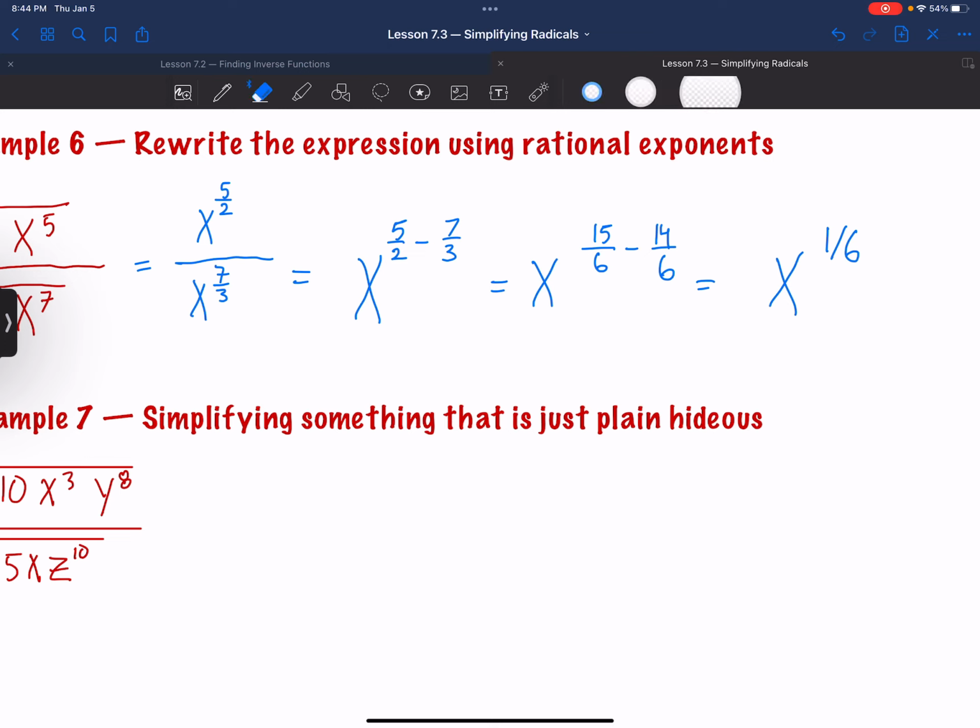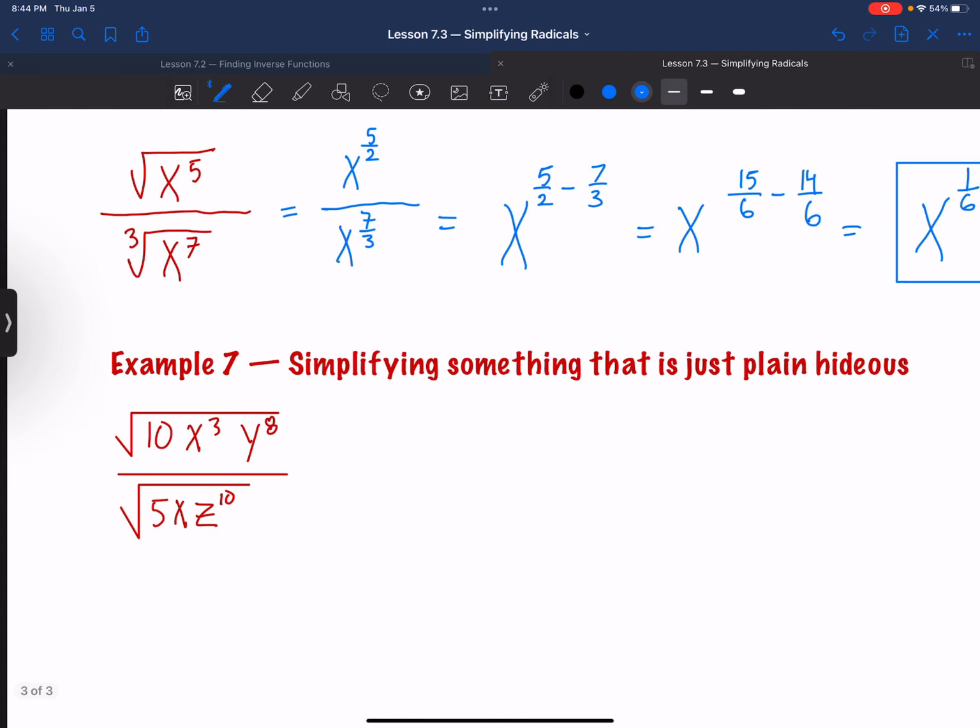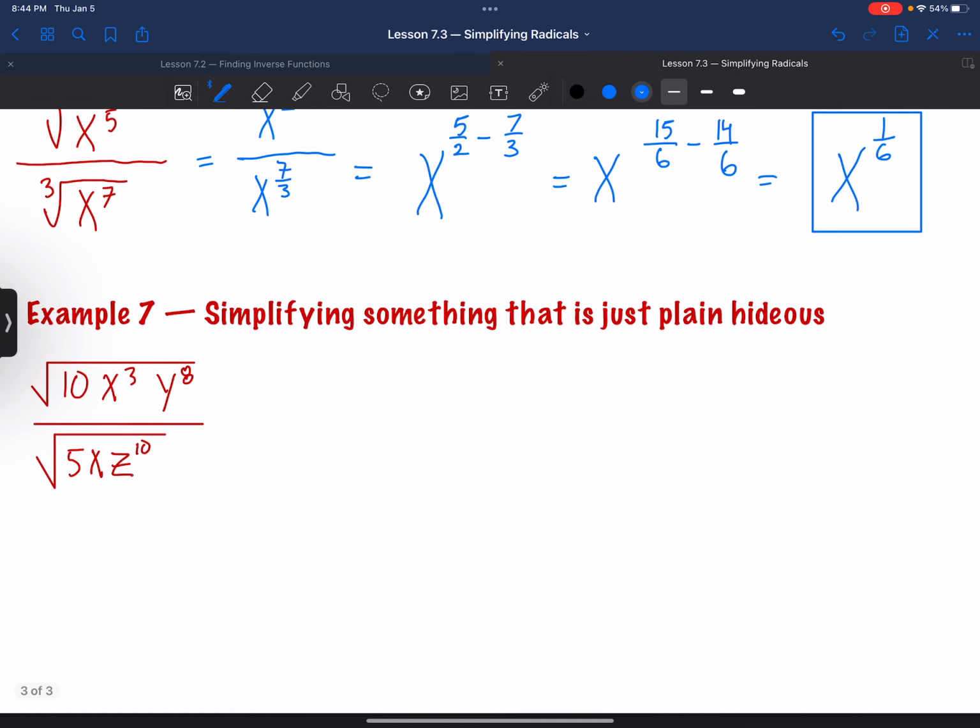Oh, rewrite it. Come on, Mr. Spank. 1 over 6. I know it doesn't matter. I just want to be consistent. Okay, one more example, and then we are finished with this.